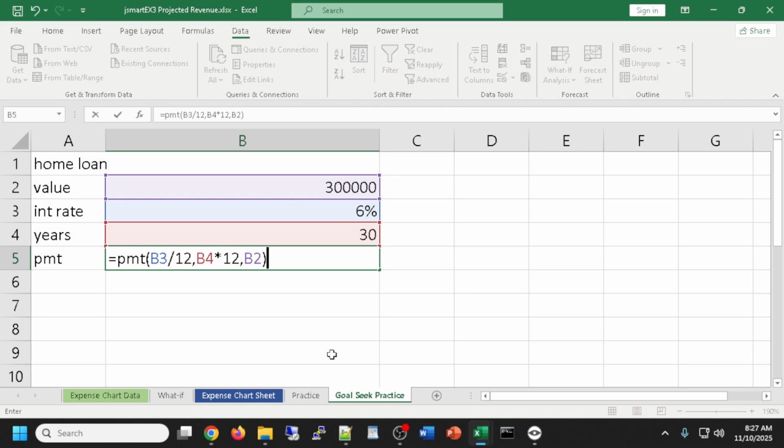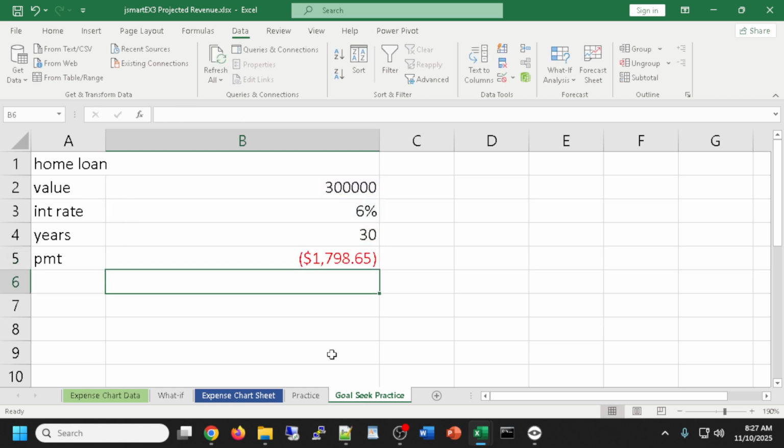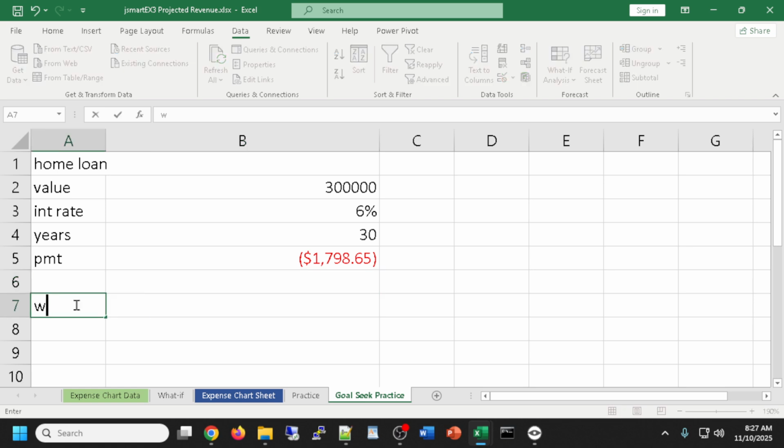This will tell me, given 6% interest at a 30-year and a $300,000 loan, I will be paying $17.98 per month. And I think to myself, what house can I afford if I can pay $2,000 a month?